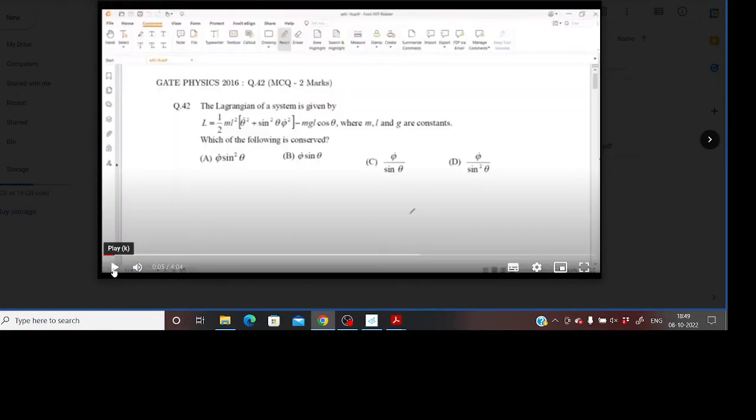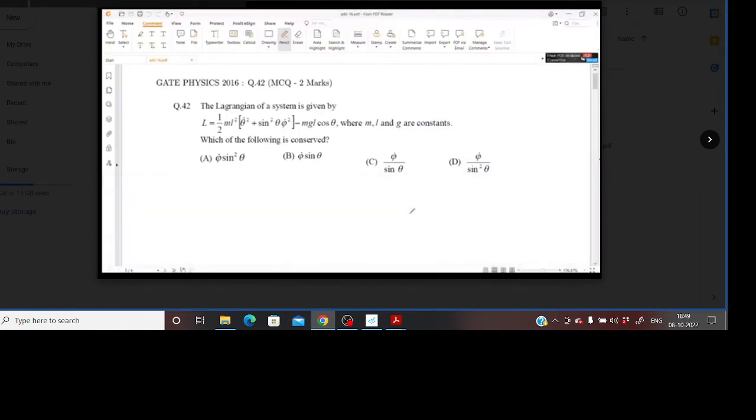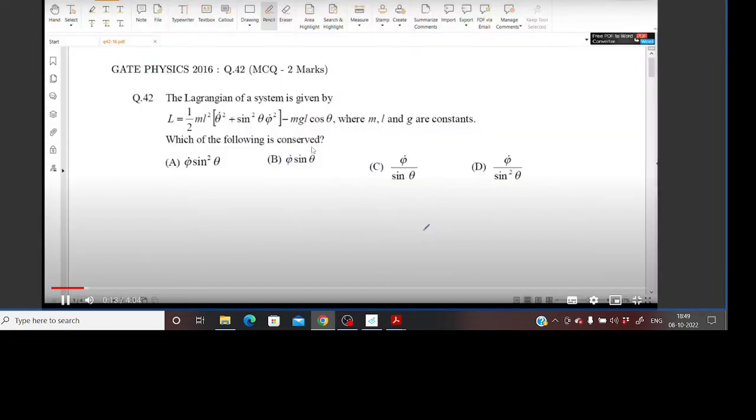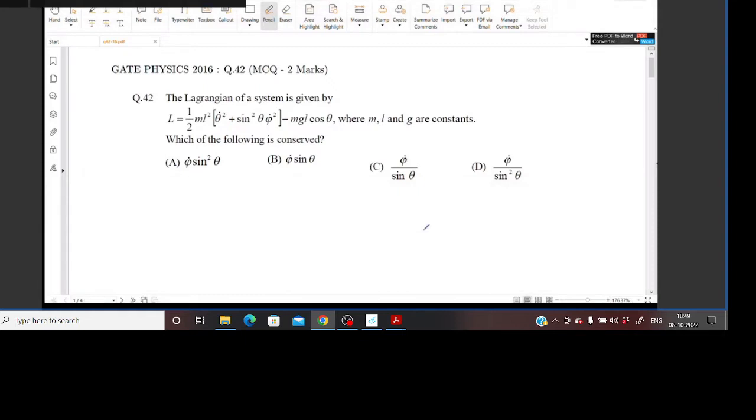Hello everyone. In this video, I shall discuss the solution of question number 42 of GATE Physics 2016. This is a multiple choice question. The Lagrangian of a system is given by L equal to half m L square into theta dot square plus sine square theta phi dot square minus mgl cos theta, where m, l and g are constants. We need to find out the conserved quantity.